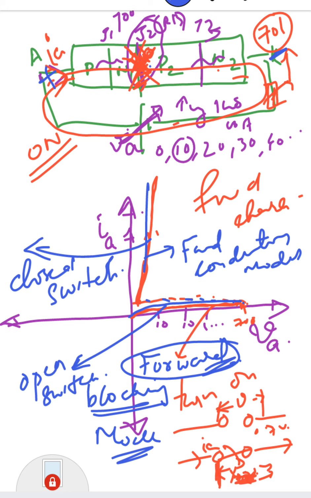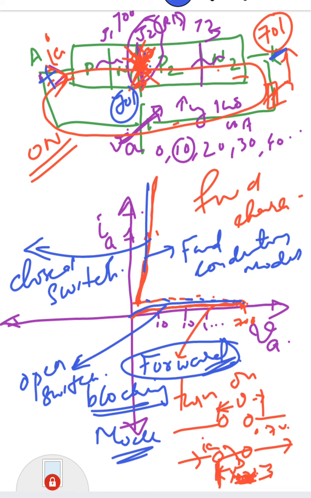Now, what's the drawback of this method? Now the meaning is that SCR has turned on. We are very happy that SCR has turned on. Now tell me, what is the drawback of this method? The drawback of this method is that you have to supply 701 volt to turn on this SCR because the capacity of the junction J2 was 700 volt. It's a very high voltage.